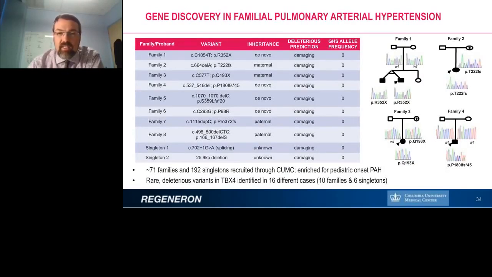So this is some data that we made for the Columbia University Medical Center group, where they have about 71 families and 192 singletons with pulmonary arterial hypertension.